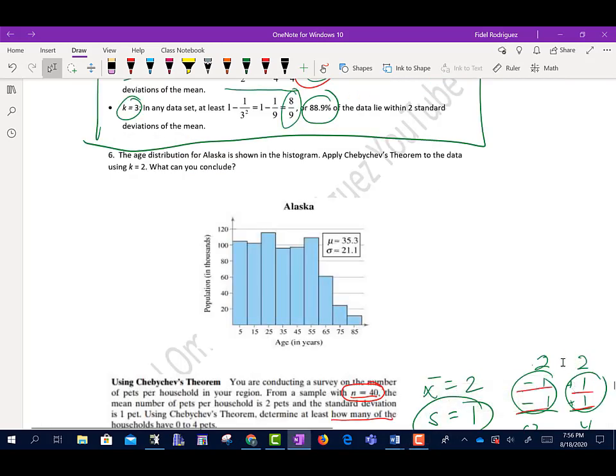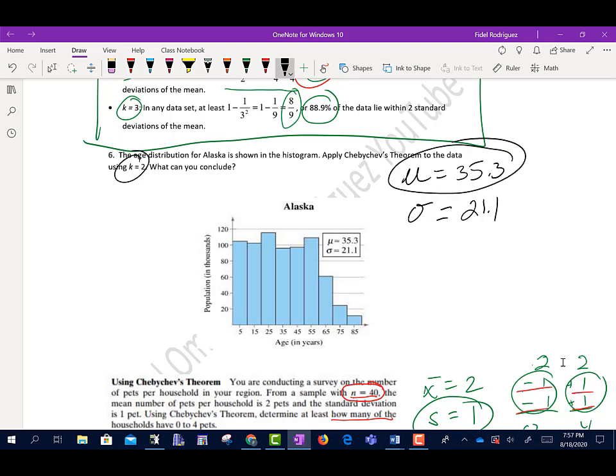Okay, so let's come back and do the Alaska problem here. It says, the age distribution for Alaska is shown in the histogram. Apply Chebychev's theorem to the data using k equals 2. What could we conclude? Okay, so remember, in this case, my population mean is 35.3. My standard deviation is 21.1. So it's telling me that k is going to be equal to 2. So all I'm going to do is add 21.1 to my mean twice, and subtract it twice. Okay? So let's add it twice first.